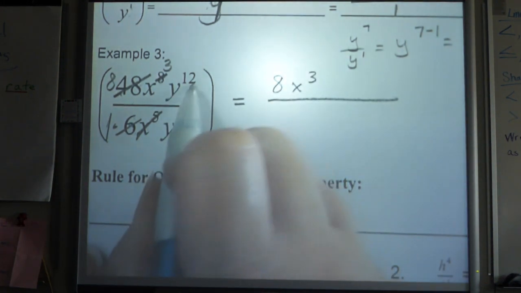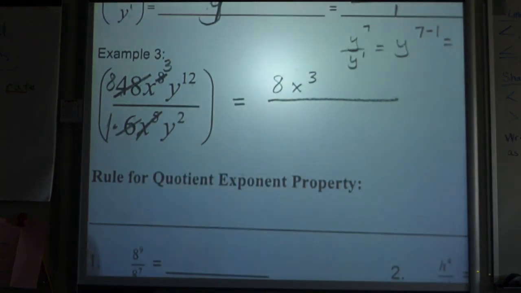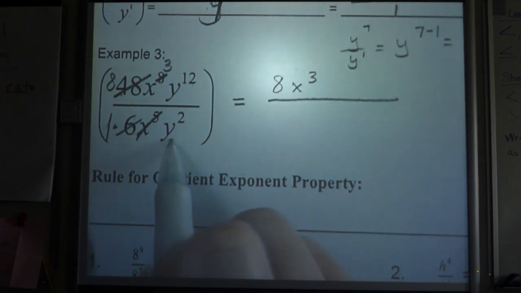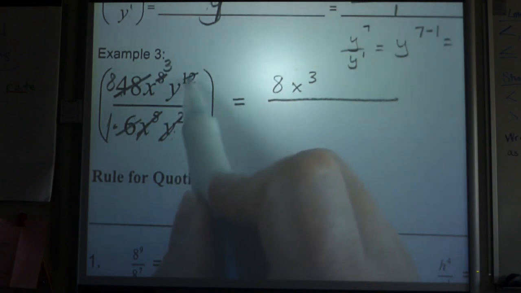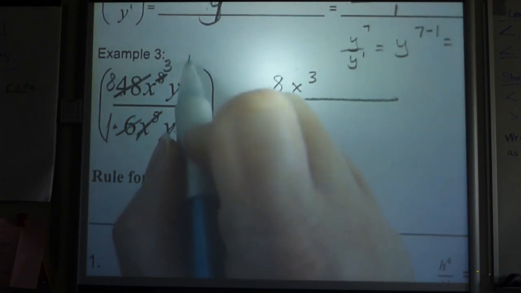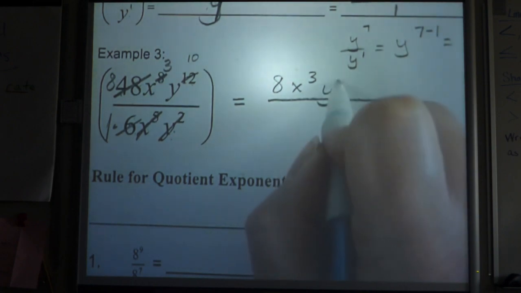And what will happen here? You have 12 factors of y. Y multiplied by itself 12 times, divided by y multiplied by itself 2 times, right? So these 2 factors, y times y, will cancel out with 2 of these, leaving you with how many? 10. So y to the 10th.